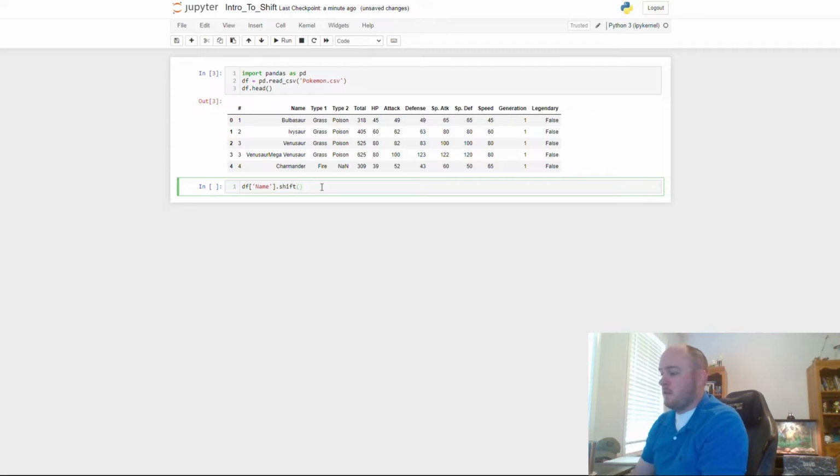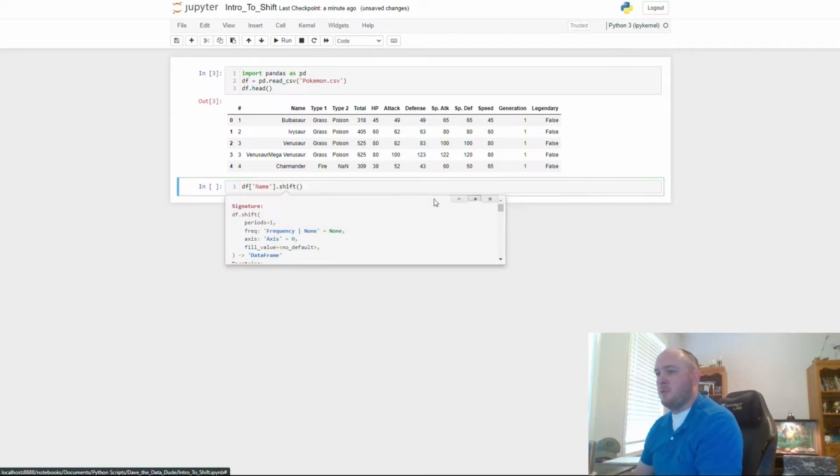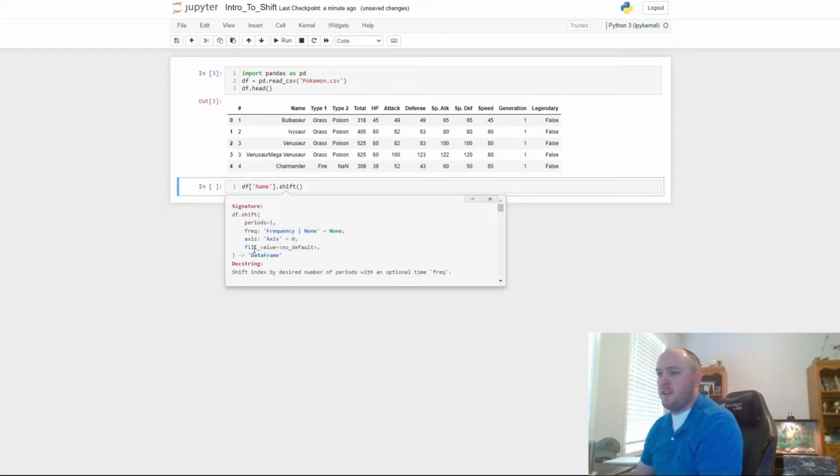shift and look at some of the options we have available to us. We have periods, freq, axis, and fill_value. Not a lot in this particular function, and we're not going to talk about frequency. Frequency is when you're dealing with things like datetime or timetables, and things like that. So we're not going to talk about this for this particular data frame, but we are going to talk about the rest. So we're going to look at what shift does.